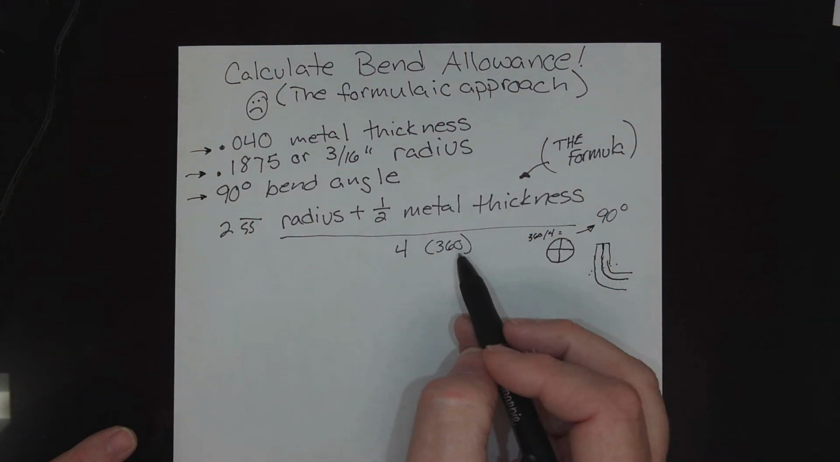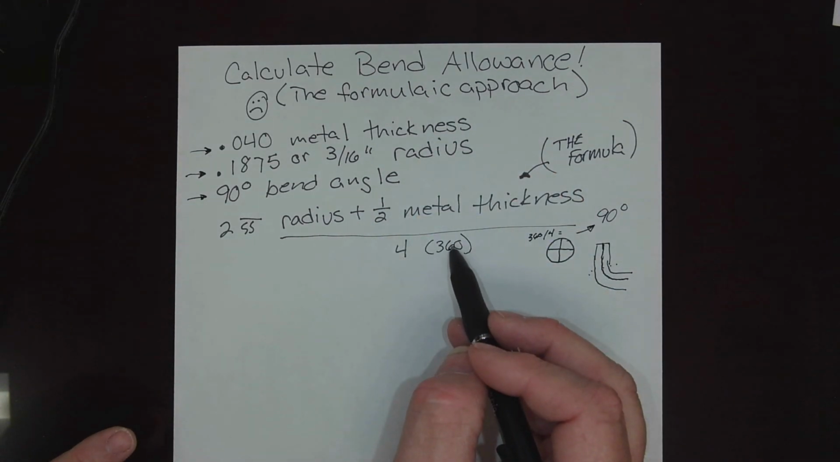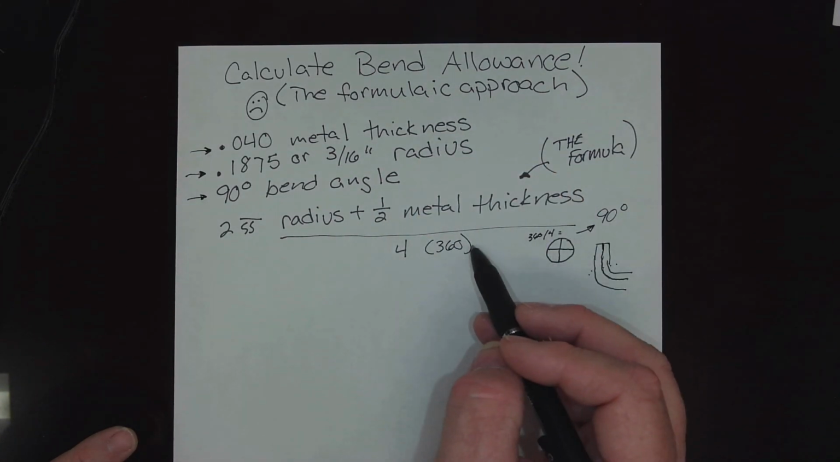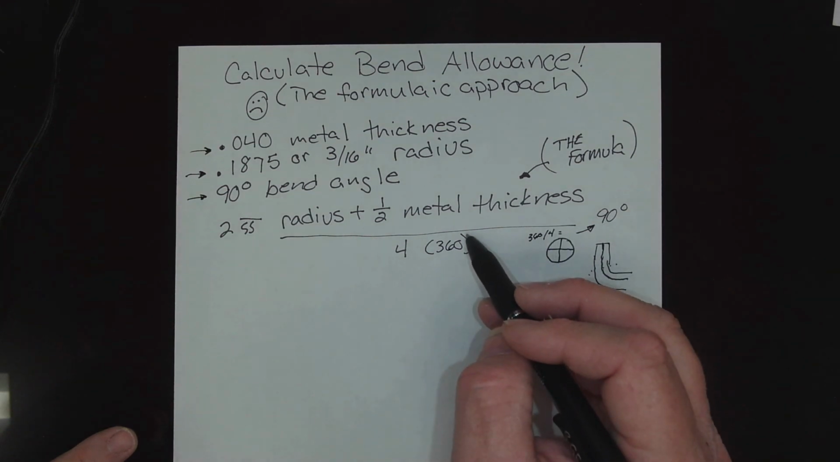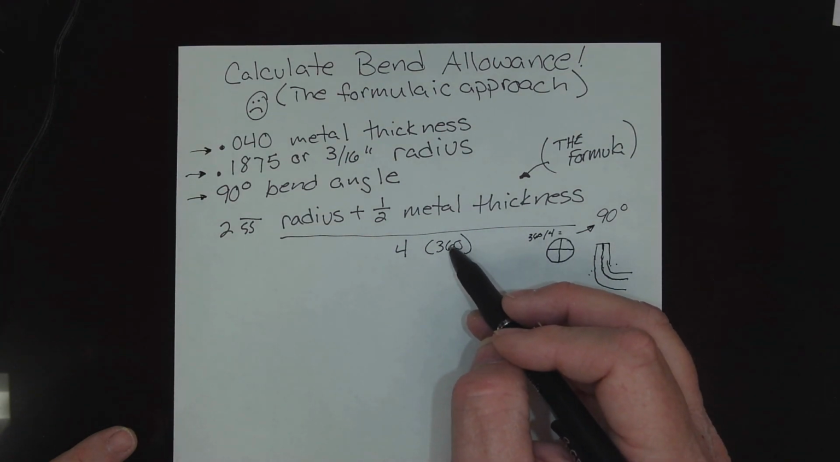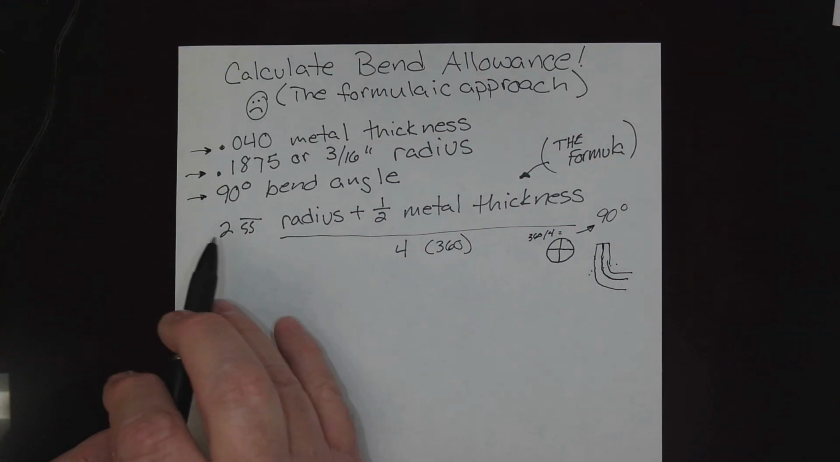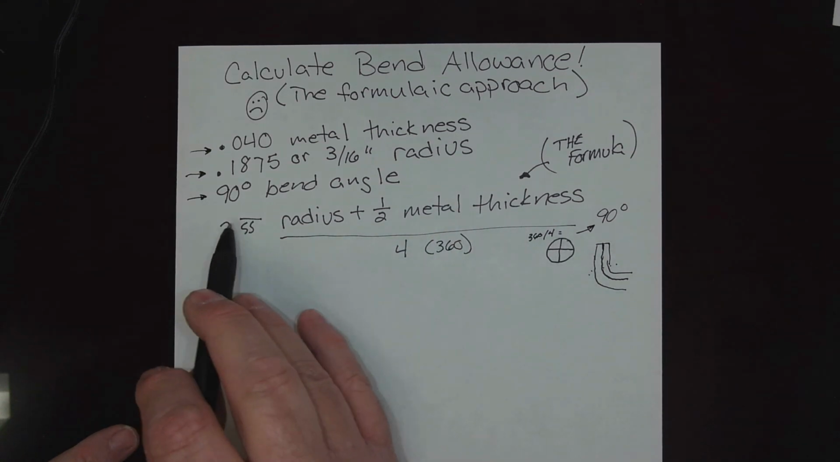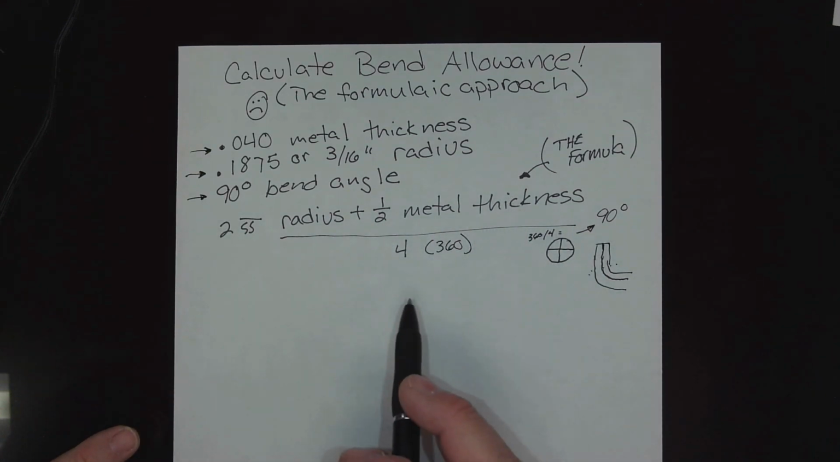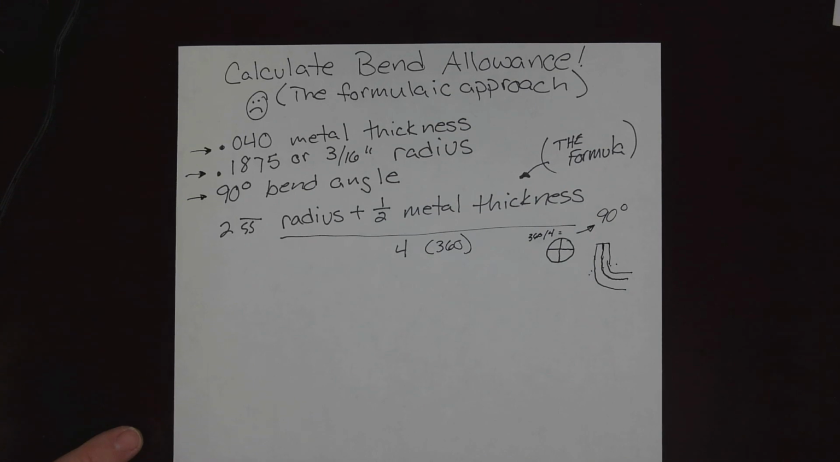That way, I could calculate the bend allowance per degree, and if it wasn't a 90-degree bend, I could just multiply the 1-degree factor times the number of degrees that I desire in the bend. So moving forward, this is what we're dealing with: circle, radius, metal thickness, division of a circle.